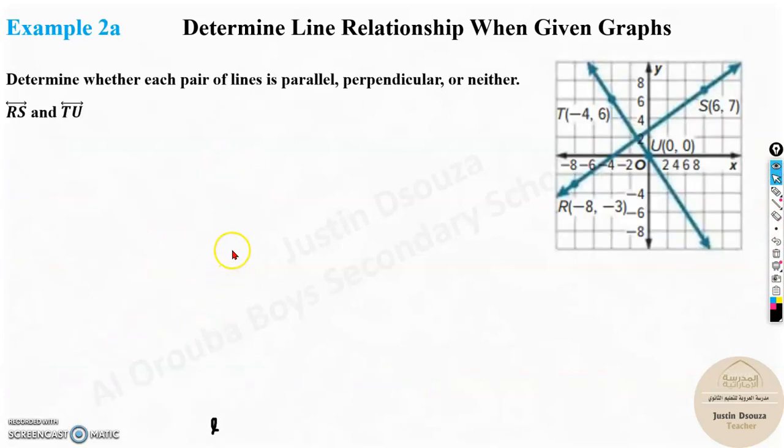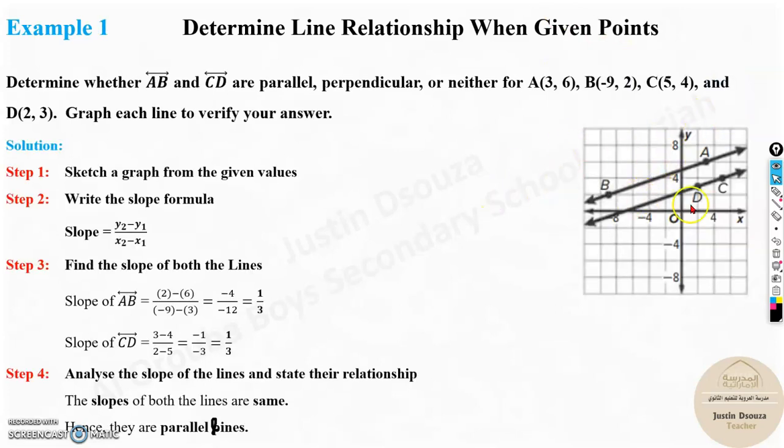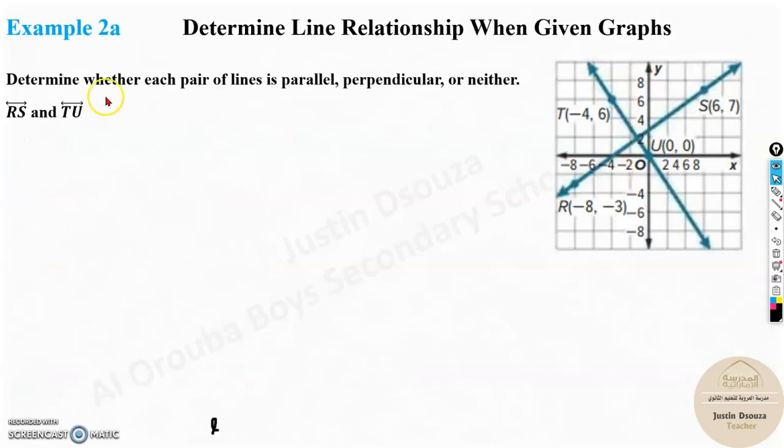Determine the line relationship when given graphs. The graphs are given over here in this case. In the previous one, the graphs were not given; we had been given points. Now, we are asked to find whether RS and TU are perpendicular, parallel, or neither. Obviously you can rule out parallel because they're intersecting. It should be perpendicular or neither.